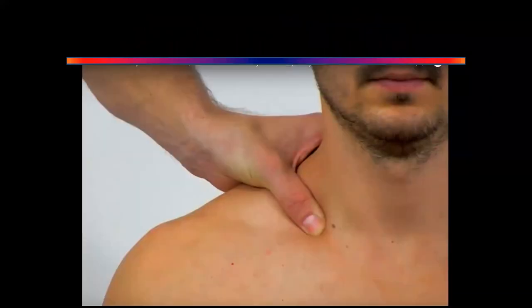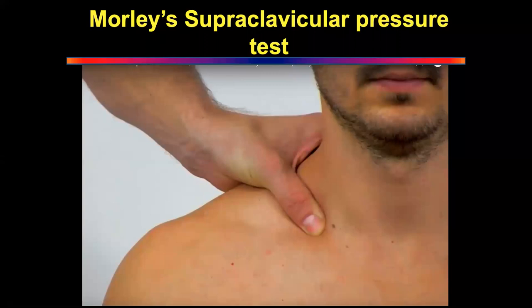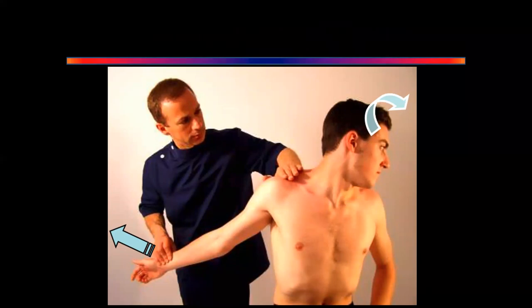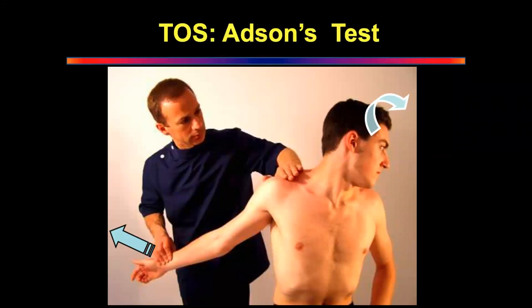What is this sign? Okay, this is the Morley supraclavicular pressure test. What is this sign? Adson's test, okay? I'm not going to explain each one of these. I've already done a lecture on this, so let's just go through this.